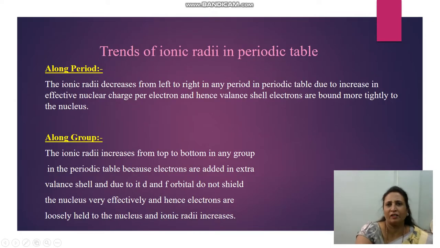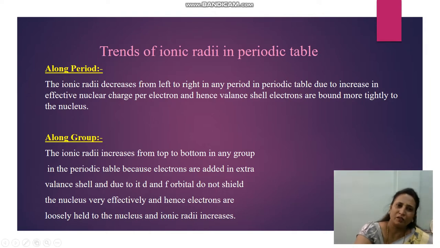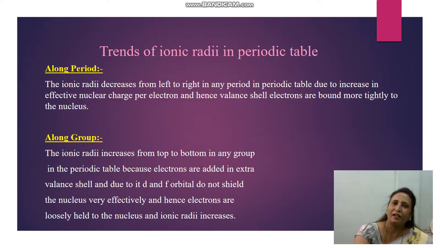Now trends of ionic radii. Ionic radii decrease from left to right in any period in the periodic table. Again this is due to the increase in effective nuclear charge per electron, that is, the last electron gets attracted towards the nucleus and the size shrinks, like that of atomic size. The same happens in ionic size also, and that's why from left to right ionic radii go on decreasing.